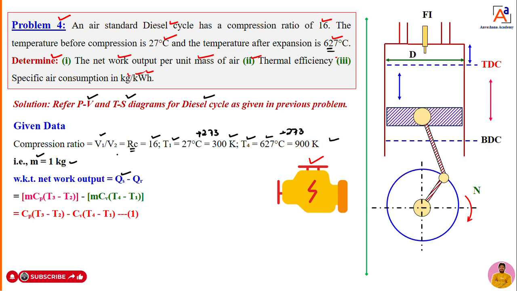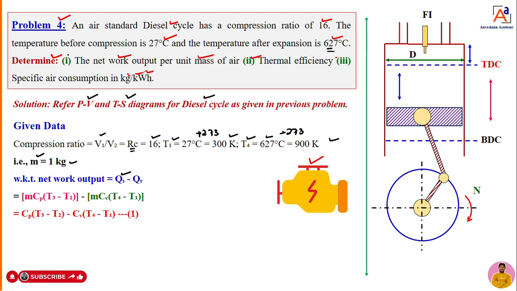What is QS, I will show here, dear students. You can analyze the problem with the help of a schematic or working diagram. This is a diesel cycle. The compression ratio is V1 by V2 equal to RC, that is 16. The initial temperature T1 is 300 Kelvin, and T4 is 627 degrees Celsius.